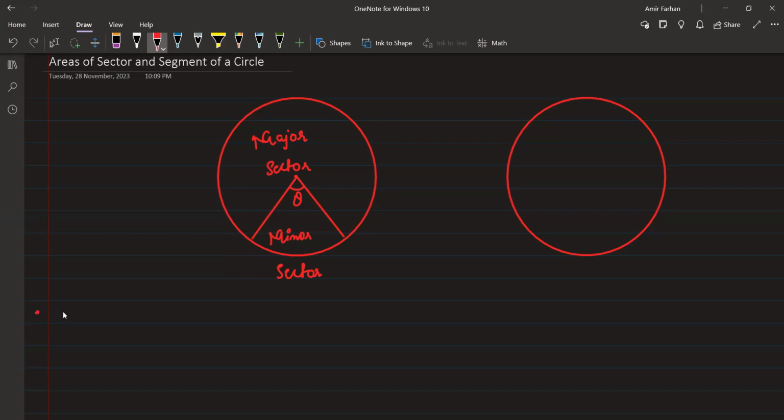So Adil, the formula for the area of a minor sector will be calculated as theta by 360 degree into pi r square. Clear? Yes. This is the formula to calculate the area of the minor sector of a circle. Clear? Yes. Sure, very good. So this is called the minor sector and this is called the major sector.